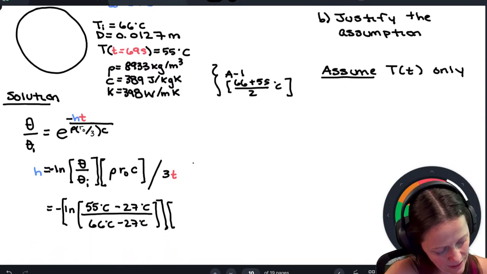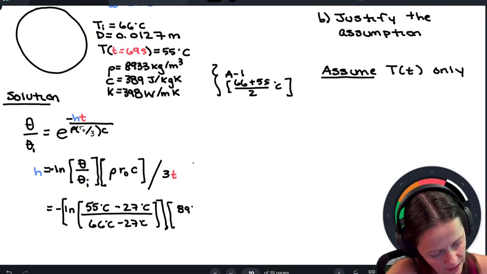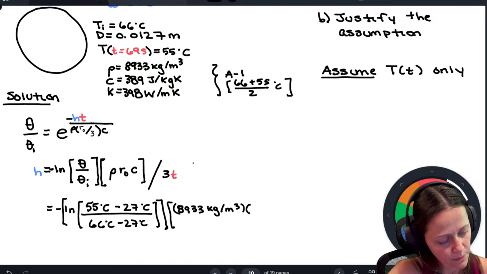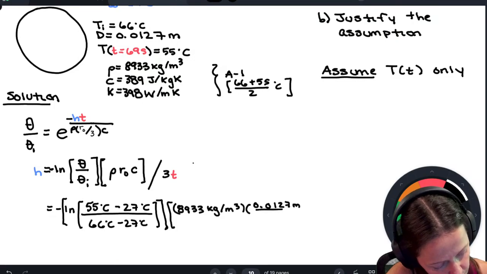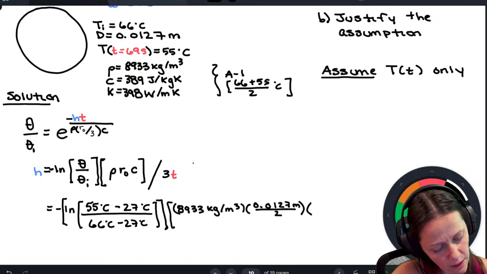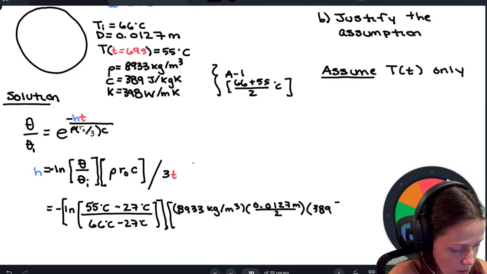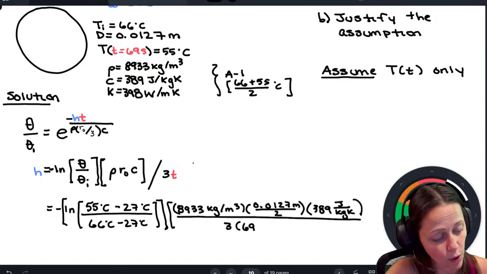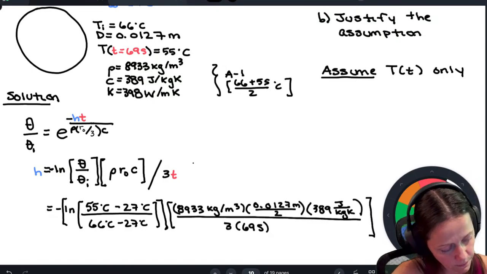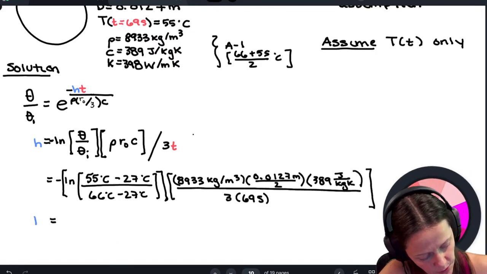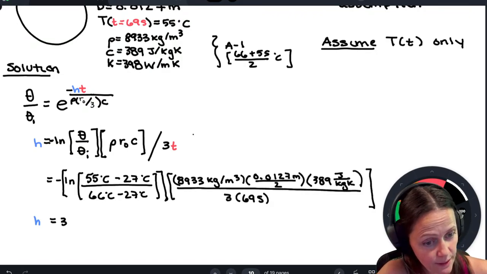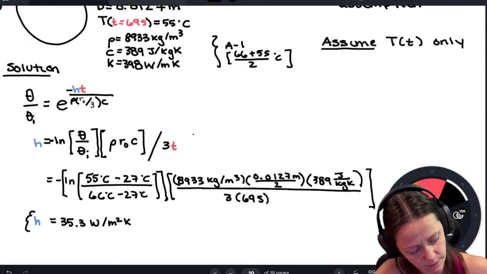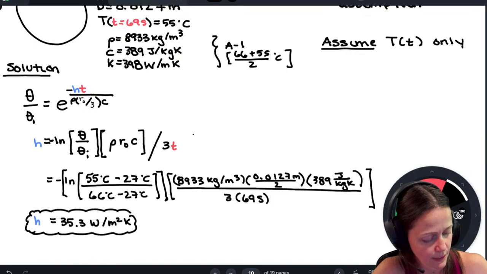All right. So hopefully I did my algebra right down here. 8933 kilograms per meter cubed times our R naught, which was 0.0127 meters divided by 2, right? The diameter divided by 2, times our CP, 389 joules per kilogram K. And then I've got 3 over 3 times 69 seconds. Okay, so I think that's it. All right, so hopefully what we end up getting is 35.3 watts per meter squared Kelvin. All right, so that would be for A.